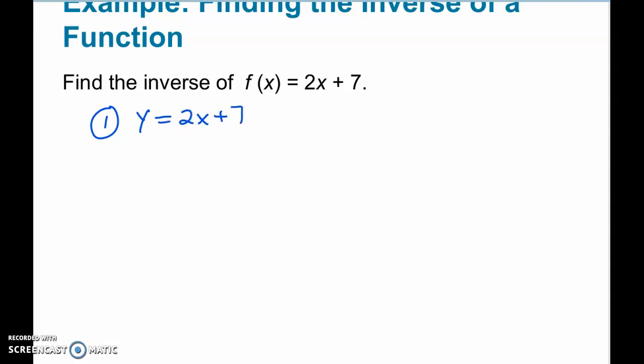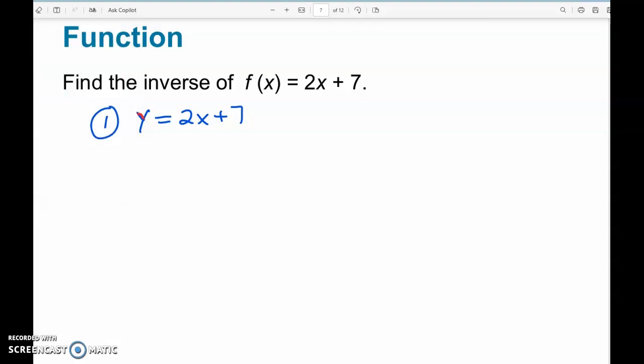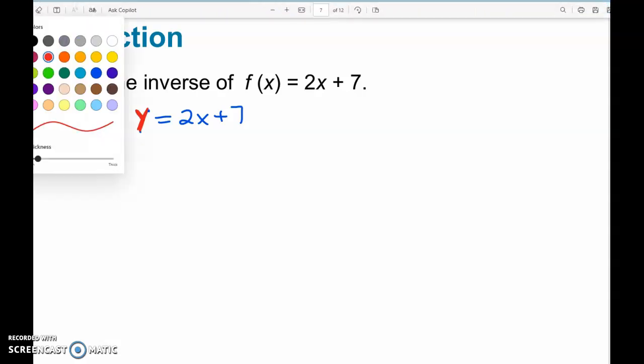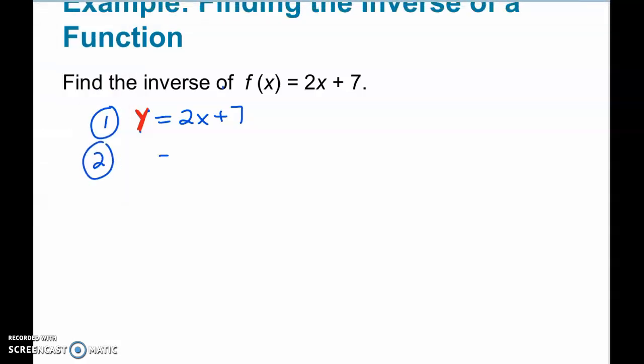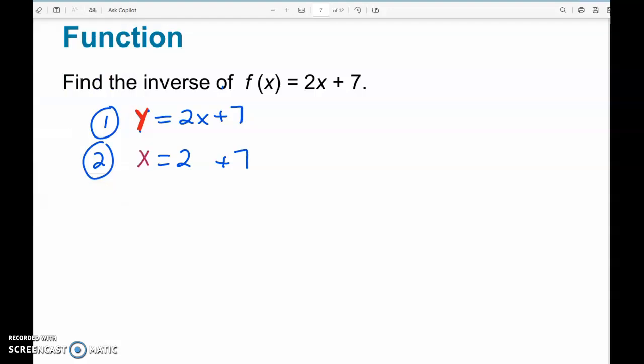So that's my first step. And here I'll put it in a different color so you can see what I did. I replaced the f of x with y. Step 2, I'm going to interchange the x and the y. So wherever I have a y, I'm going to put x. Wherever I have an x, I'm going to put y.